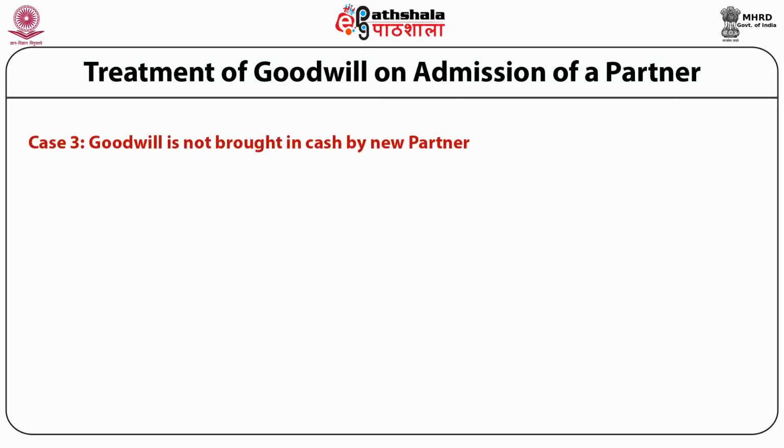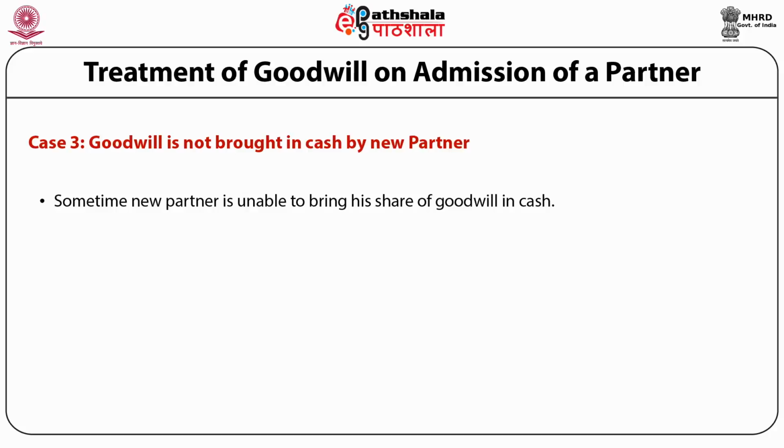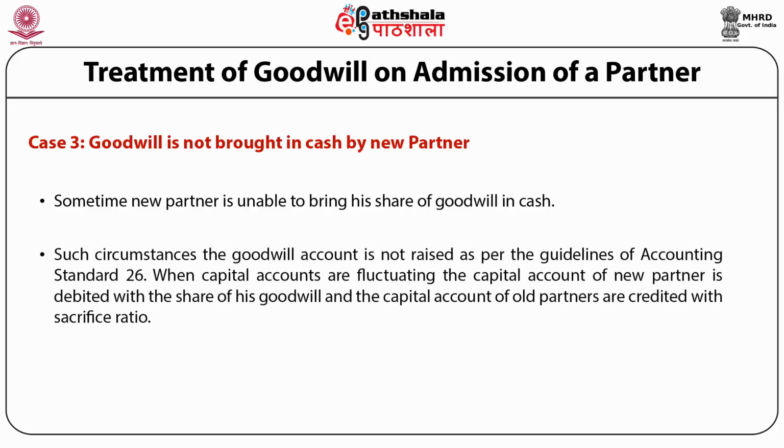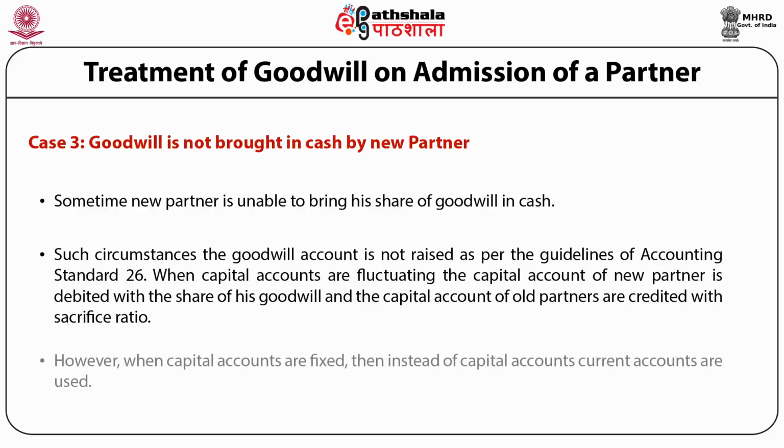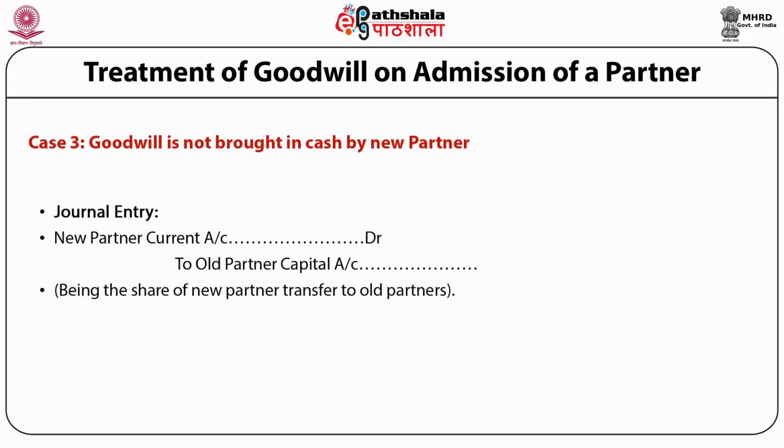Case 3. Goodwill is not brought in cash by the new partner. Sometimes the new partner is unable to bring his share of goodwill in cash. In such circumstances, the goodwill account is not opened or raised as per the guidelines of Accounting Standard 26. When capital accounts are fluctuating, the capital account of the new partner is debited with the share of his goodwill and the capital accounts of the old partners are credited in sacrifice ratio. However, when capital accounts are fixed, then instead of capital accounts, current accounts are used. The journal entry will be new partner's current account debited to old partners' current or capital accounts.